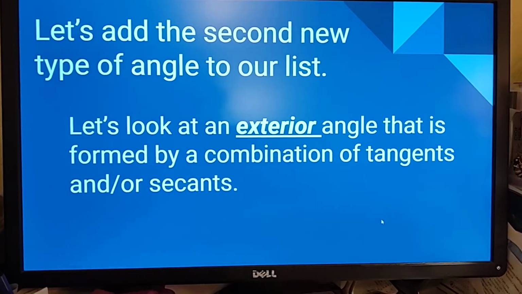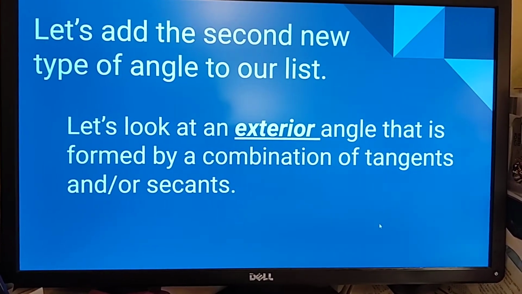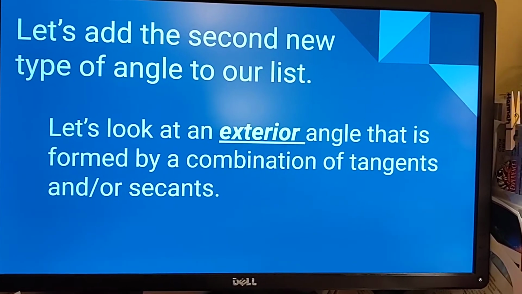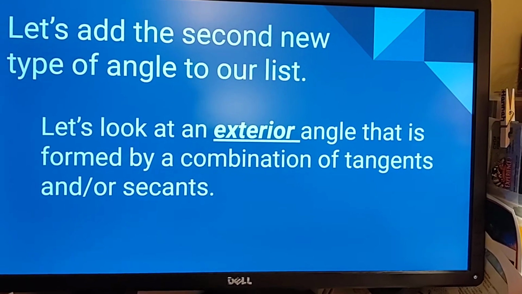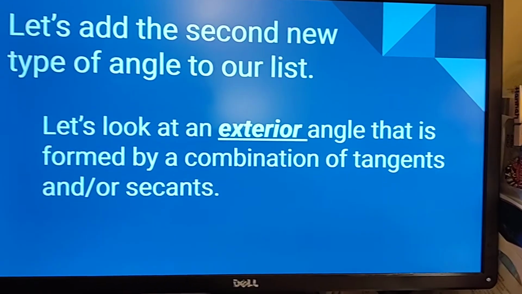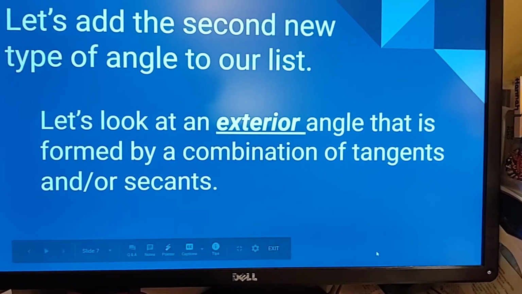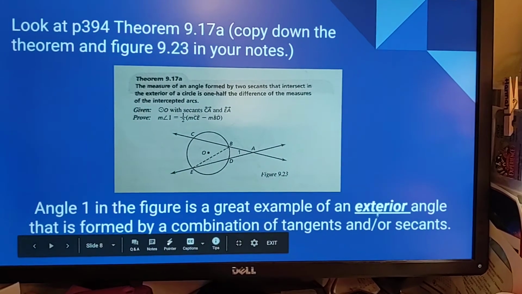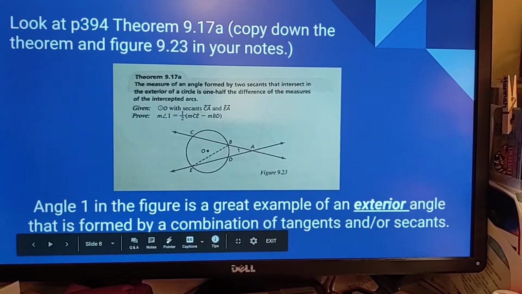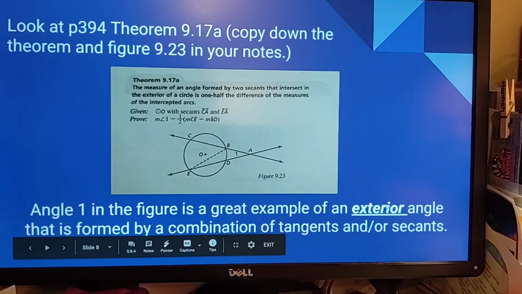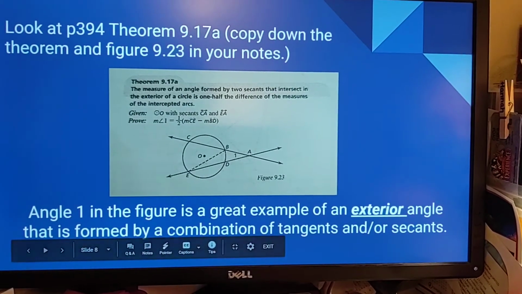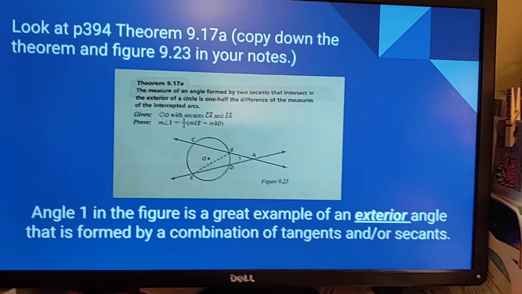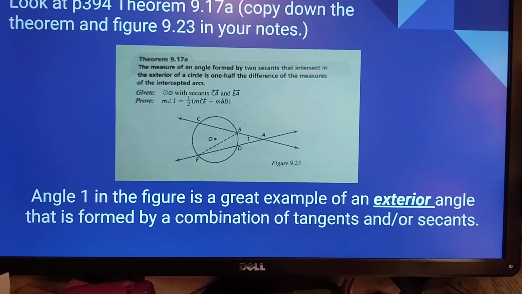All right, time for the second new type of angle to add to our list. This time, we are going to look at an exterior angle. So this angle is going to happen outside of our circle that is formed by a combination of tangents and or secants. All right, this time I'd like you to copy down from page 394, theorem 9.17a. Go ahead and copy down both the theorem and figure 9.23 in your notes. Again, I added it to the screen for your convenience.